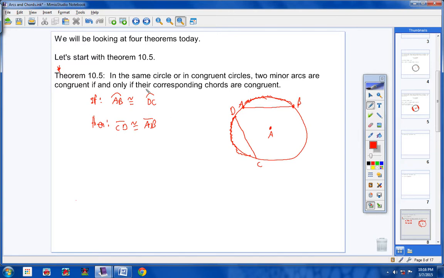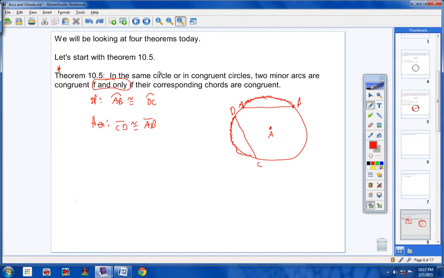Got it? But hold it. Notice it's if and only if. So that means we can reverse this, okay? So, if the chords are congruent, then their arcs are congruent too. Let this sink in. I'm going to show you something else in just a second. But the main gist, or the only gist of this theorem is, if two chords are congruent, their minor arcs are congruent. And if two minor arcs are congruent, then the two chords are congruent. Period. Okay? So make sure you understand that.